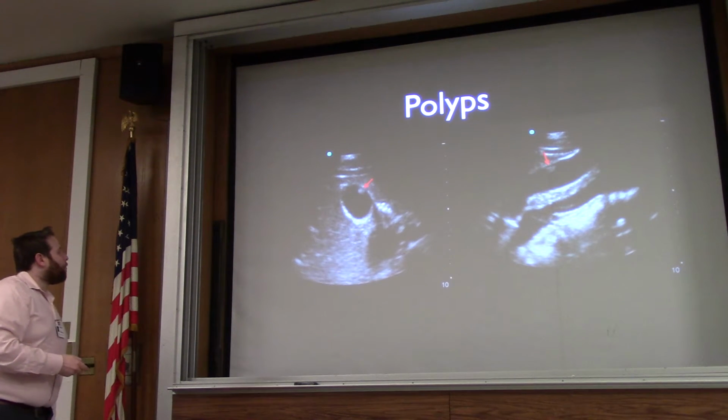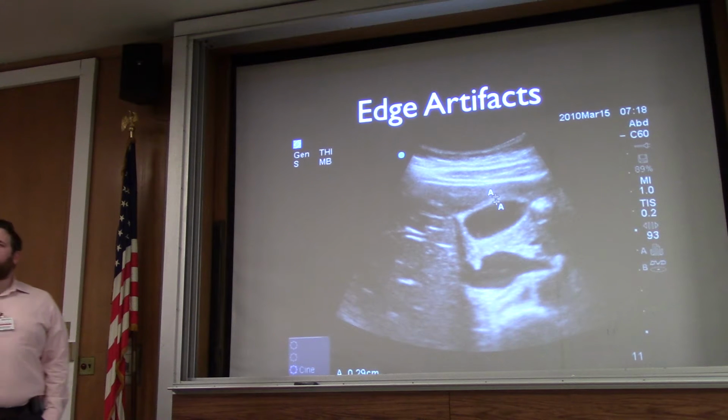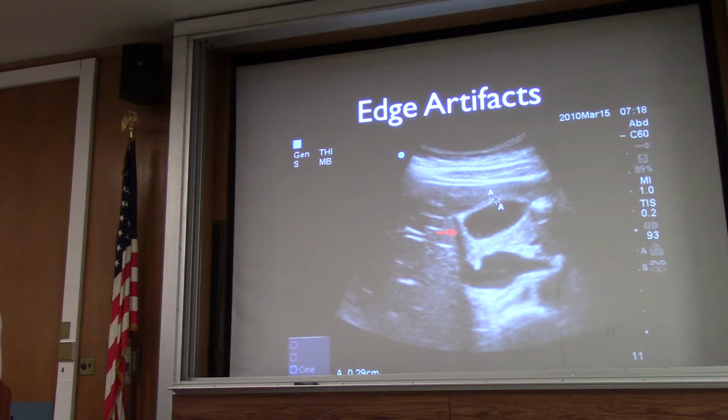And then the edge artifact. A lot of people can get burned on the edge artifact when they're looking for stones, because they see something a little bit bright, and then you see the shadowing all the way down to the bottom of the screen. What happens when ultrasound waves hit the edge of a curve, like the curve of the gallbladder, is that they bounce off this way. So you won't get anything back to the probe, and you'll essentially get a shadow down to the bottom of the screen, which can look like the shadow of a gallstone.